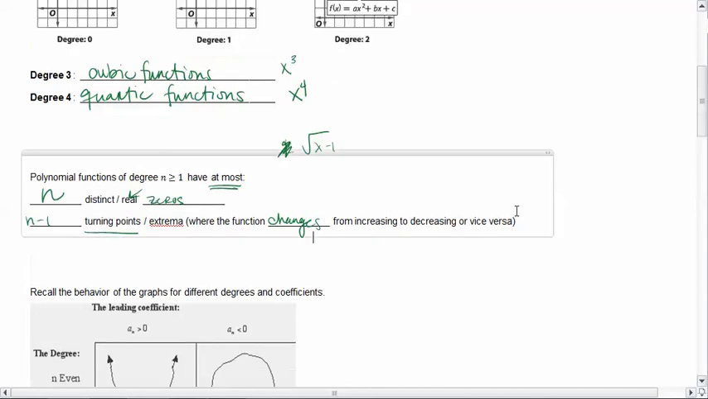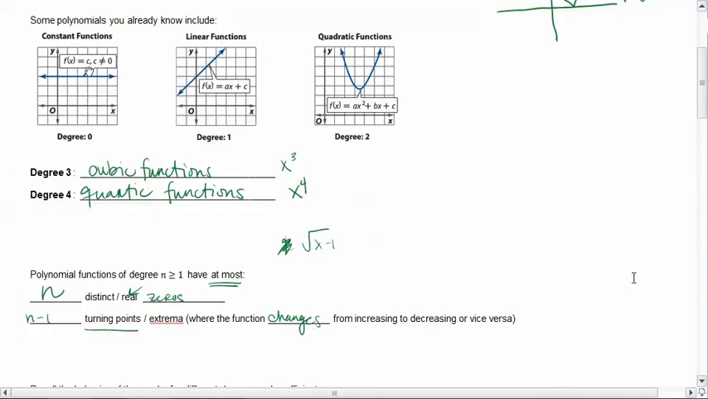So if we look above at this degree 1, for example, mx plus b, we had a line. We're going to expect to probably intersect the x-axis somewhere. So we're going to have a distinct 0, maybe over here somewhere to the left of that line. And we don't have any turning points. We don't have any maxima or minima, no extrema, because n minus 1 is 0. So we have 0 turning points. We have 0 places where we go from increasing to decreasing, or vice versa.